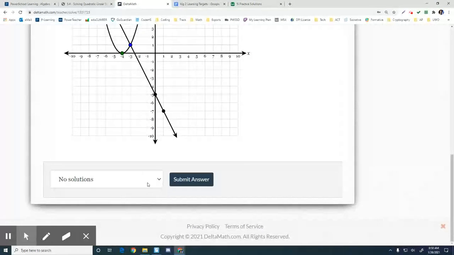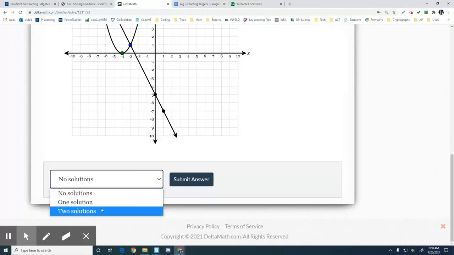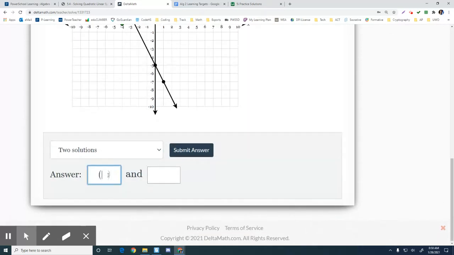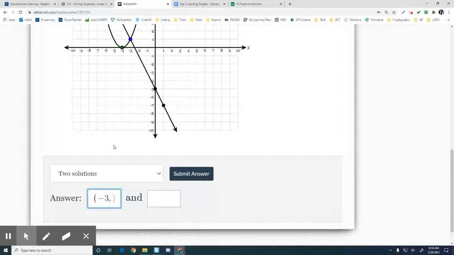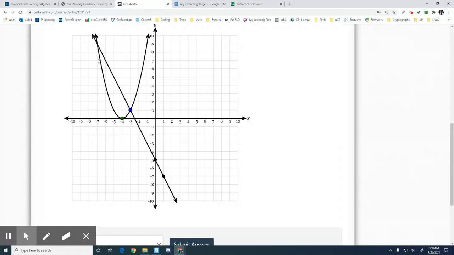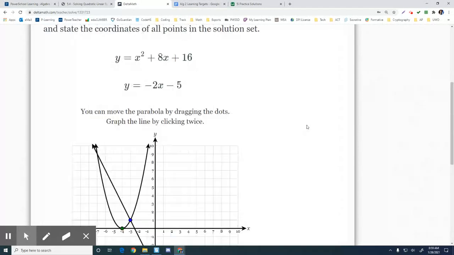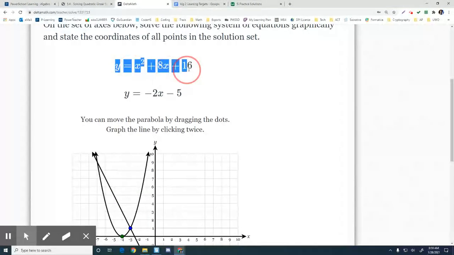And so since there are two intersection points, you have to select no solutions, one solution, or two solutions. In this case, we put in two solutions, and you type your answers in. You put parentheses, you type in the two numbers. So what was it, -3, comma 1, and -7, 9. All right, and submit that. Now, the hardest part of this one is probably going to be graphing this quadratic. So that was one of our last learning targets. So you should have learned that. You should know it. And if not, you're going to need to look back at those notes from the end of last semester on 5.3 on how to graph a parabola with that vertex form and the axis of symmetry.